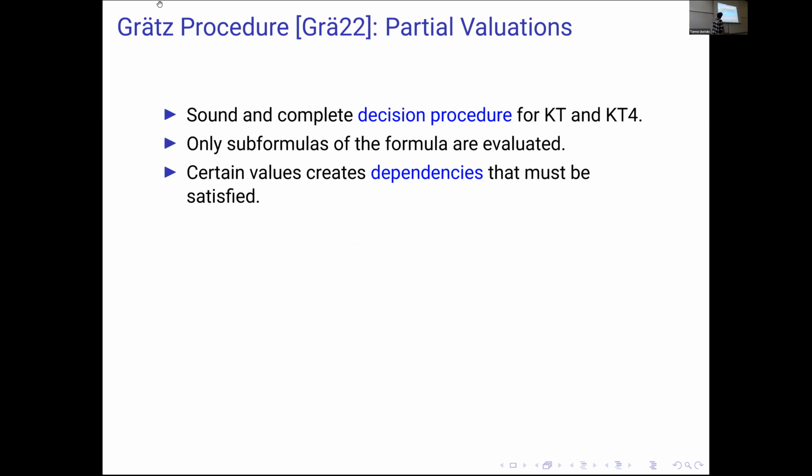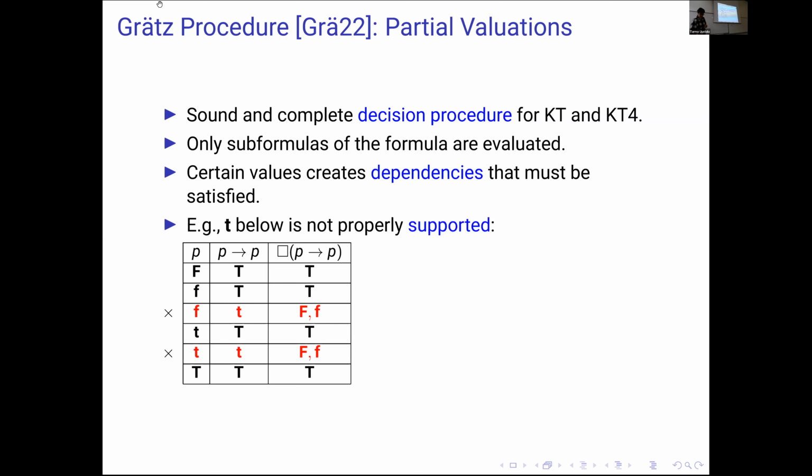Then later, Gratz, much later, proposed something called a partial evaluation. So when I say partial, it is that we don't need to see all the formulas like in the level semantics, but we only see the subformulas of the formula we are evaluating, like building a table. So Gratz proposes a complete decision procedure for these two logics. The idea is just build the table. You don't need to look at infinite objects.